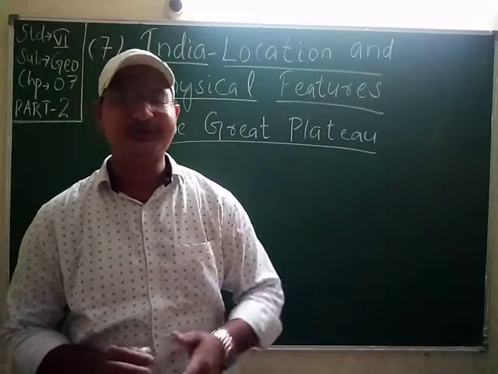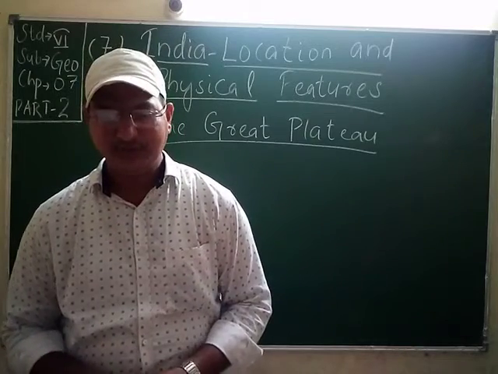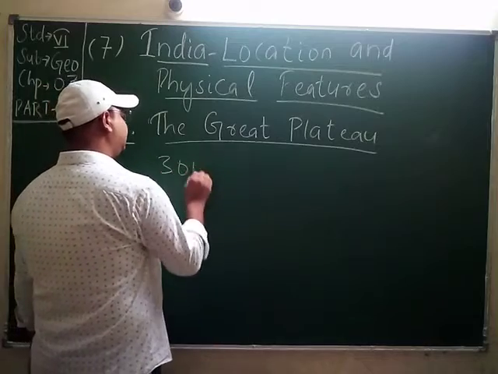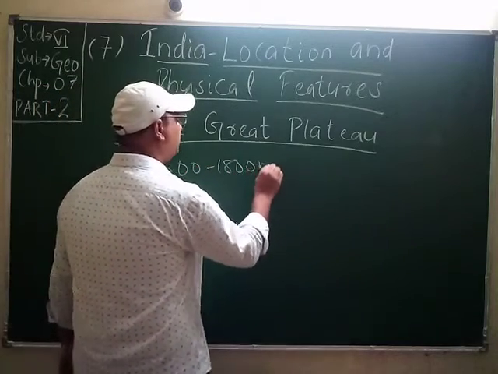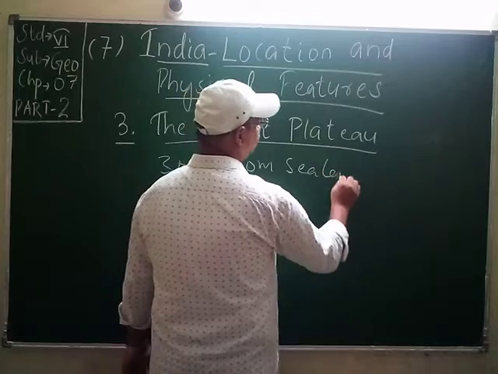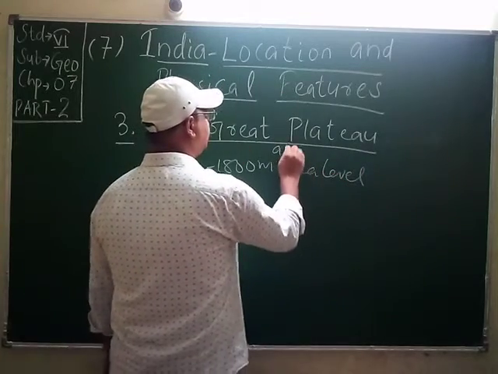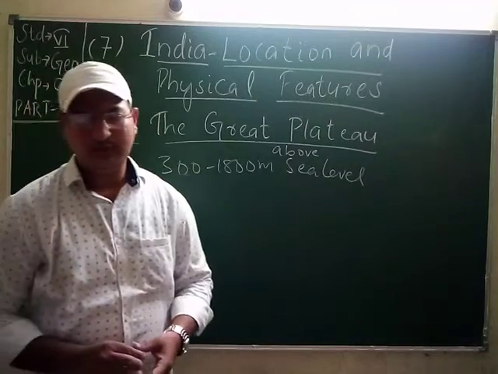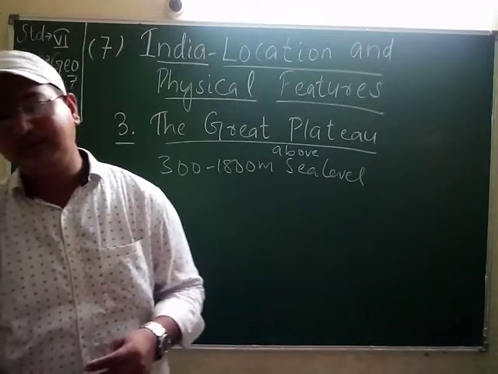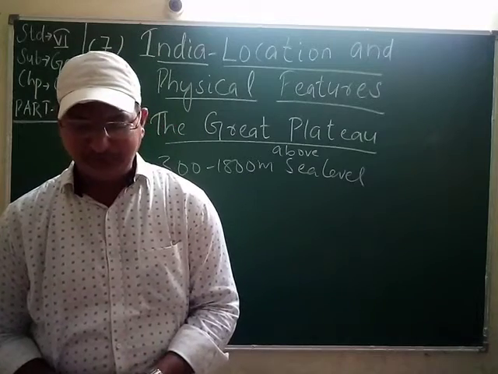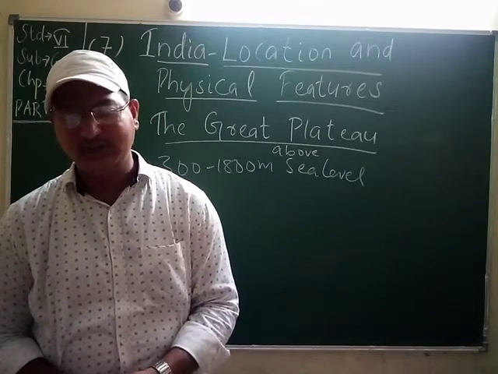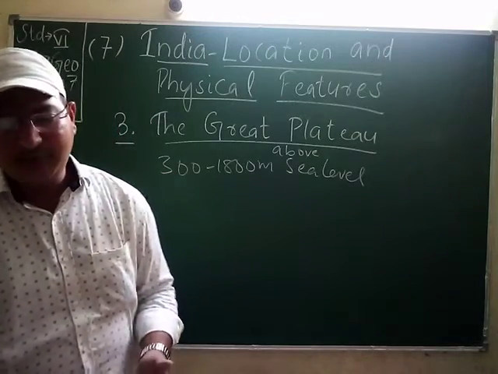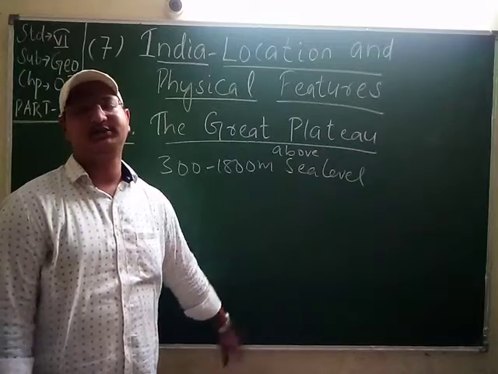A little highland, you can see, a little bit higher place. It has an average height of 300 to 1800 meters above sea level. The Vindhyas separate the Gangetic plains from the peninsular plateau. The Malwa plateau extends north of the Vindhyas with Aravallis forming its northwestern edge. The Narmada flows east to west between the Vindhyas and the Satpuras.